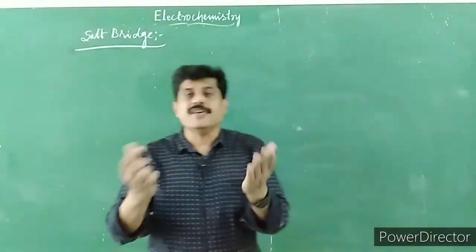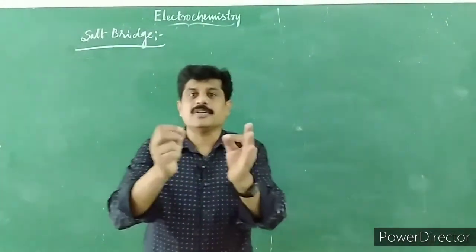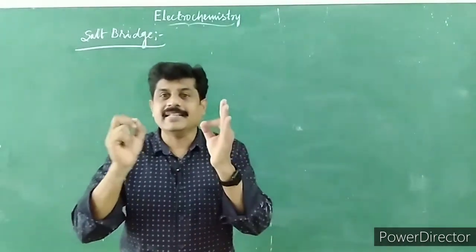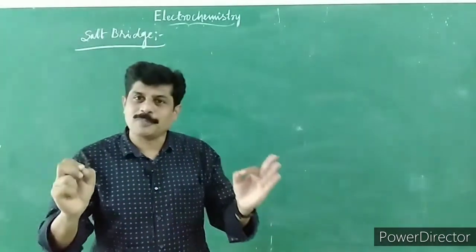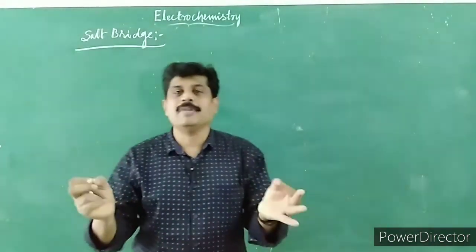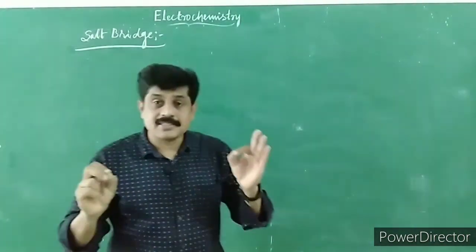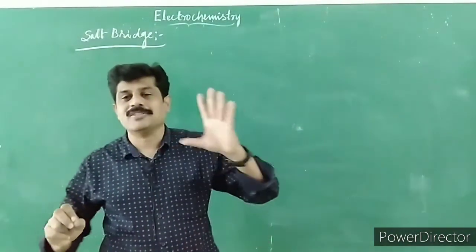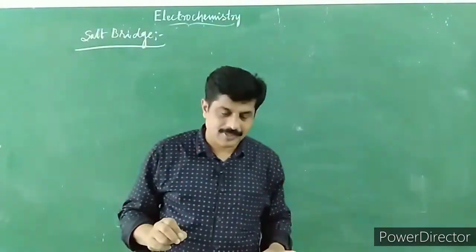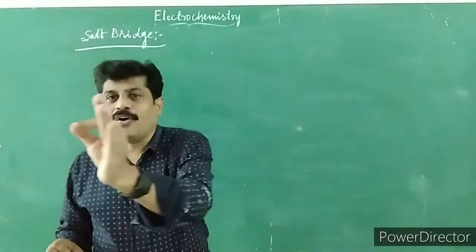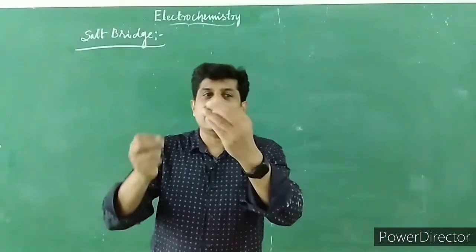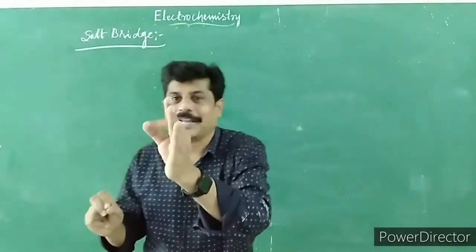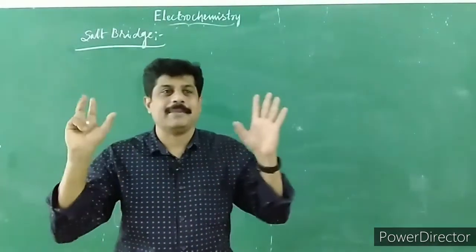Children, let us go for the next topic, salt bridge. Salt bridge is an inverted U-shaped glass tube filled with a concentrated solution of an inert electrolyte like sodium chloride, potassium chloride, ammonium nitrate, etc. There are some important characteristic features of the electrolyte which is taken in the salt bridge. Number one, the mobility of the cations and anions of the electrolyte should be the same. That is, the charge on the cations and anions should be the same.